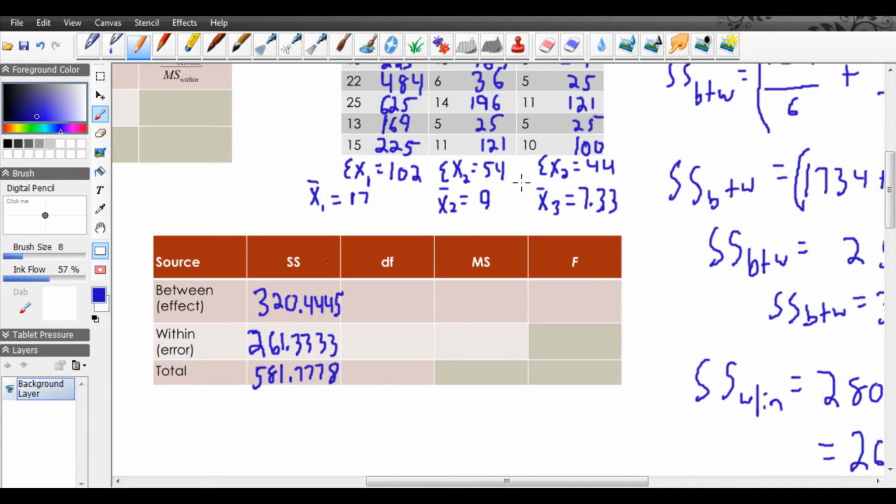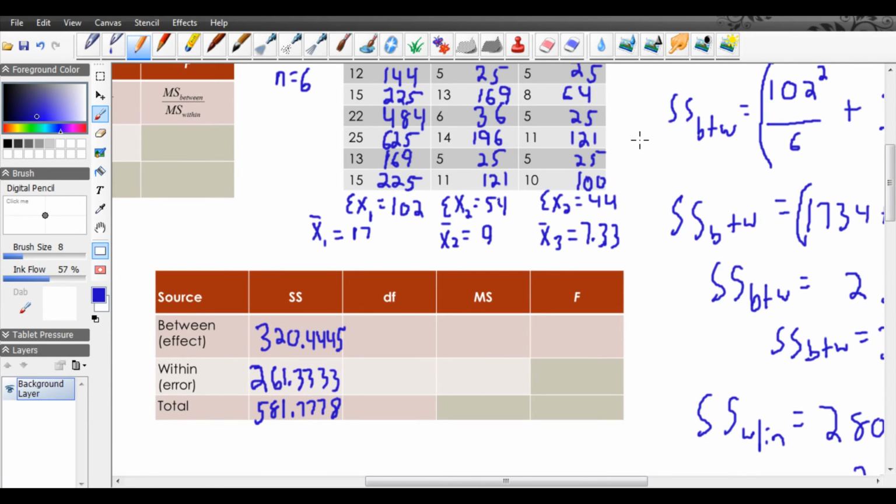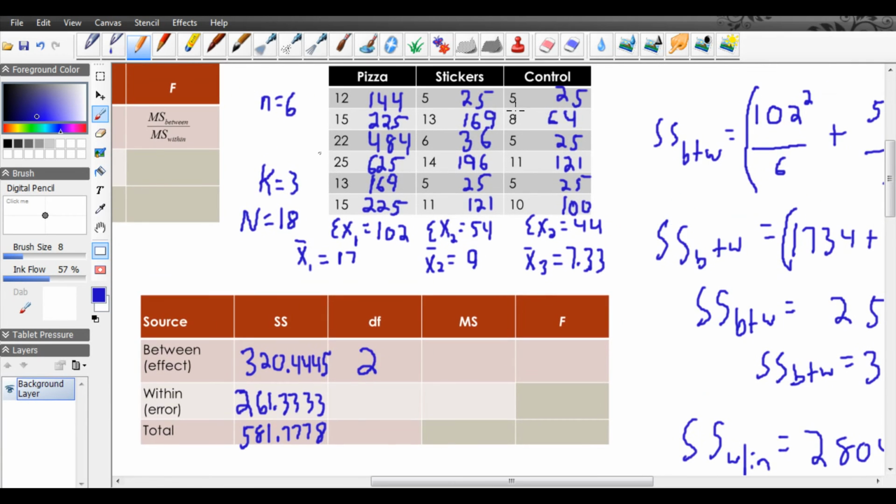Alright, so now we want to get our degrees of freedom, which is k minus 1. K is number of groups, which is 3. So k here equals 3. 3 minus 1 is going to give us 2. And then error is going to be big N. Here, big N is 18. There's 18 total cases in the analysis. Minus 3 is going to give us degrees of freedom of 15.